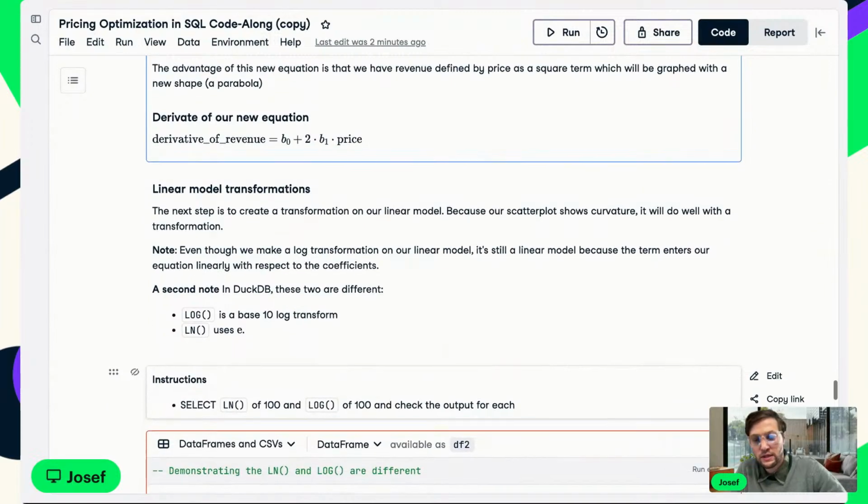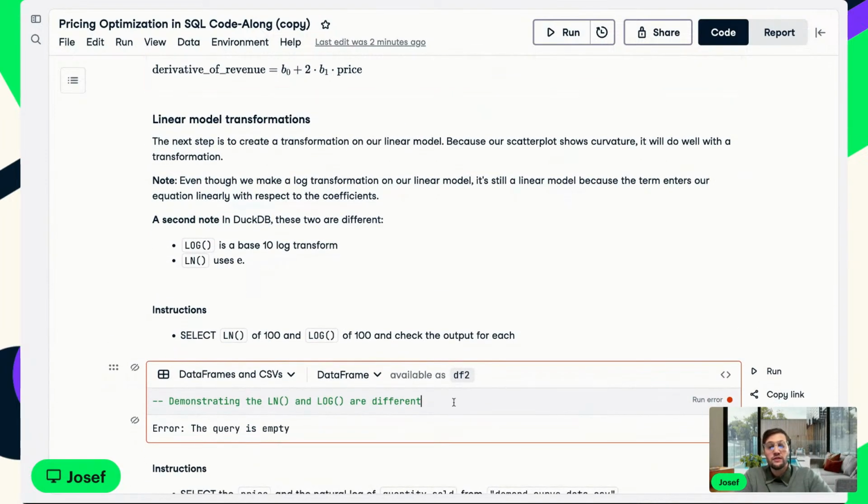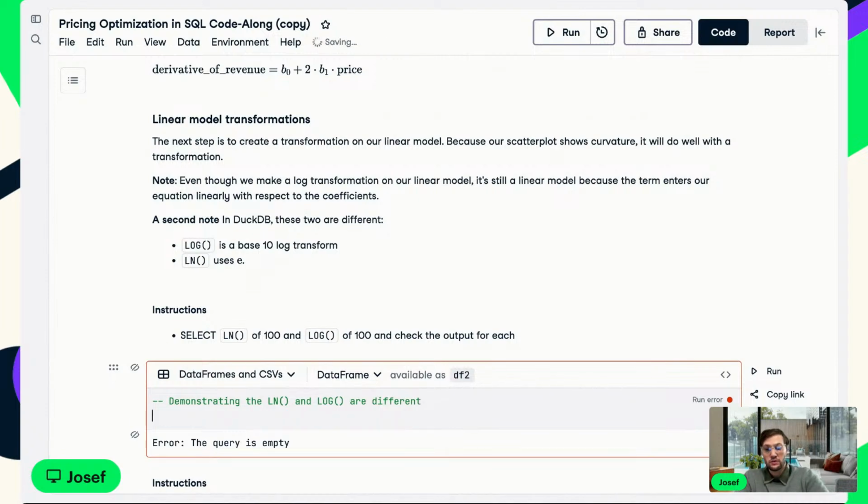Now, let's take a minute to talk about linear model transformations. I mentioned at the top of this notebook the ln function, which uses e, but there's also the log function, which has a base 10 logarithm, and these are different. This is an important difference for us because we're going to use a log transform, and then we're going to do a back transform using the exp function. If we did a log transform using log, but then did a back transform using e, we're really going to jumble our numbers. So we don't want to do that.